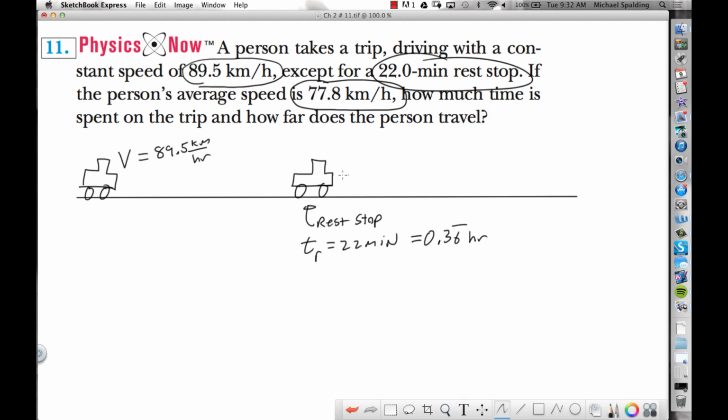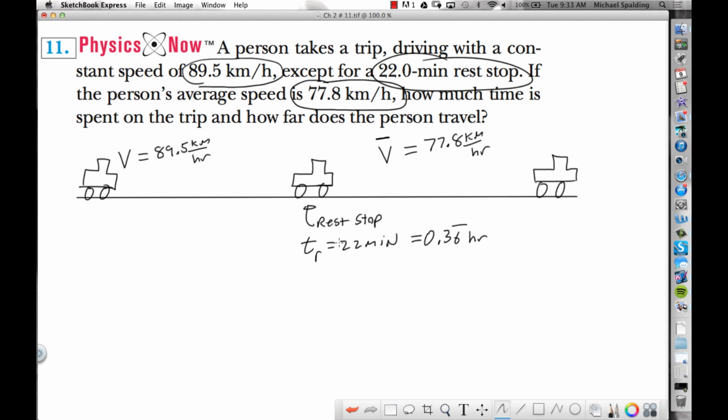Okay, so then the car continues on its journey and comes to its final destination. And we're given the average velocity, so the line above the V indicates average. The average velocity for the whole journey is 77.8 kilometers per hour. So from this information, what we want to figure out is the total time spent on the trip, the whole trip. We already have the rest stop time.